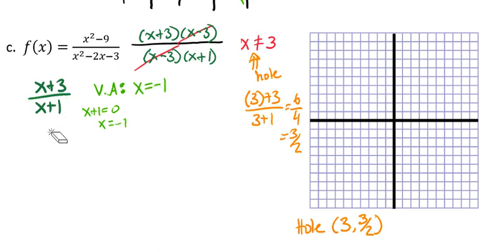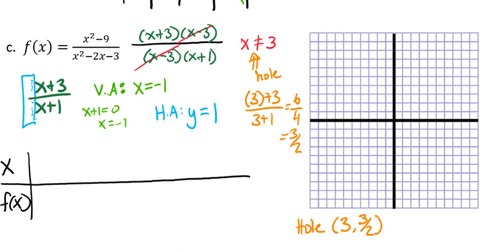And then for my horizontal asymptote, I'm going to take a look, and they both have degree 1. Because they have matching degrees, remember that's an invisible 1 and an invisible 1 there, I can just take a look at my leading coefficients, and I have 1 over 1, which is 1. And I'm now ready to make my table.